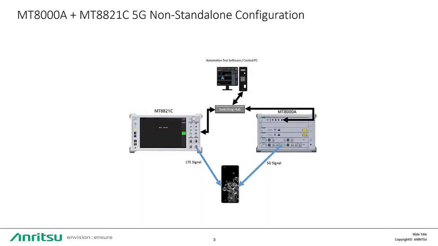MT8000A and MT8821C 5G non-standalone configuration. On the top, we have our control PC, which will also house our automation test software ATS. The control PC drives the MT8000A as well as the MT8821C. All are connected via IP address with a network hub or a switch. Onto the left, the MT8821 generates the LTE signal, and on the right, the MT8000A generates the 5G signal. Both signals can be either conducted or radiated onto the device that's being tested.